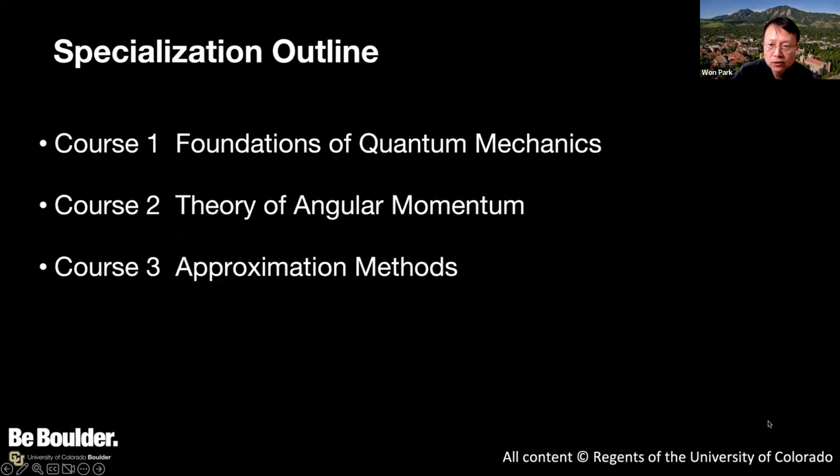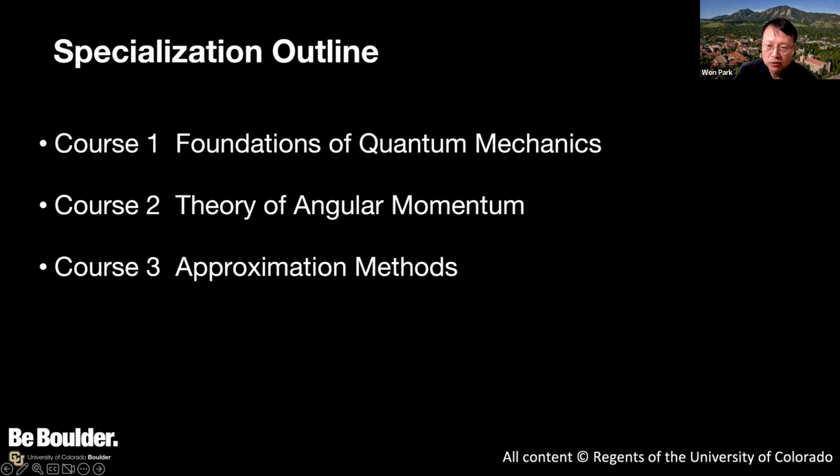The specialization consists of 3 courses: Foundations of Quantum Mechanics, Theory of Angular Momentum, and Approximation Methods. In course 1, we cover the basic concepts of quantum mechanics, such as wave-particle duality, uncertainty principle, and the basic mathematical tools needed for quantum mechanics. In course 2, we discuss one of the most important physical quantities in quantum mechanics, angular momentum. We will start with the basic theory of rotational motion and develop a general theory of angular momentum, which is critical to the proper understanding of quantum states in many systems.